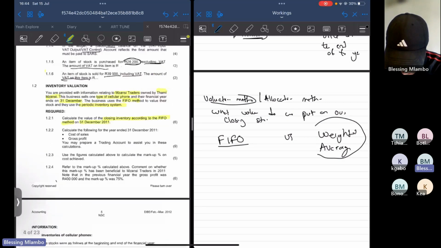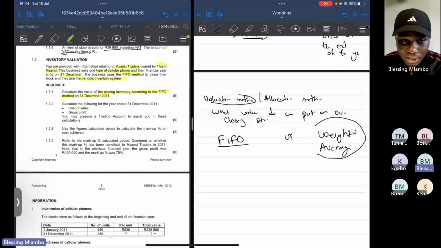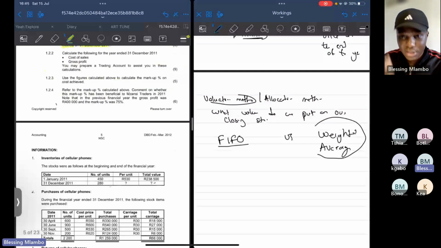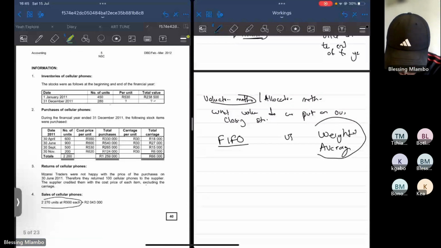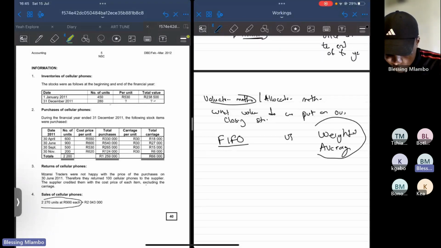Let's go and read our additional information. They didn't tell us specifically which additional information we should go read, so we just need to skim through all of them and see which one is going to be helpful for us. So inventory on cellular phone, the stock were as follows at the beginning and the end of the financial year.